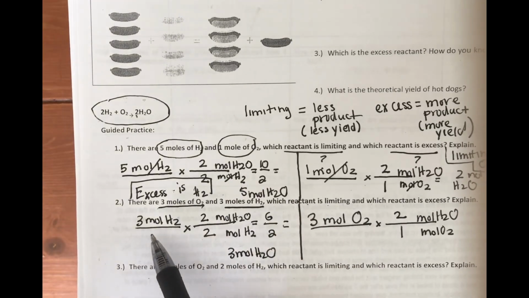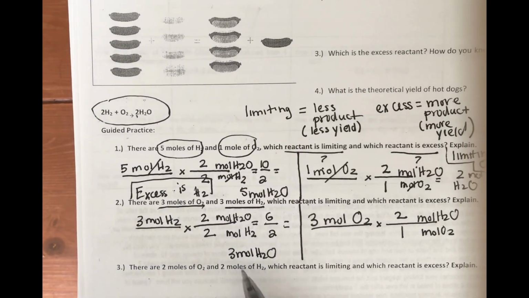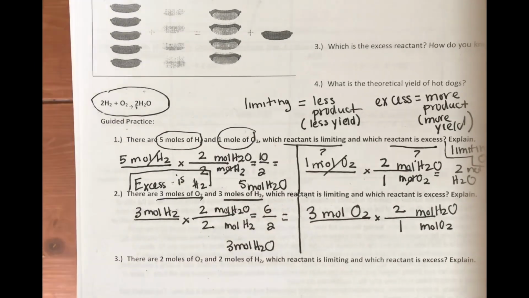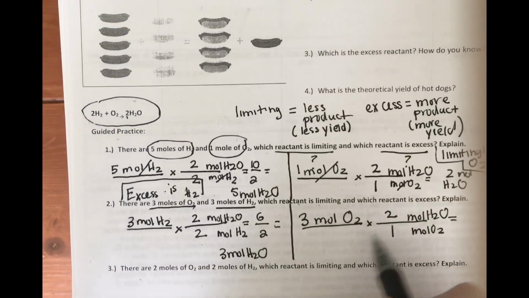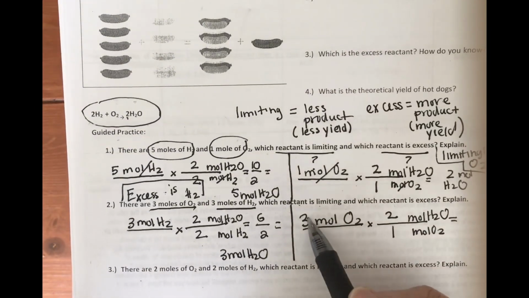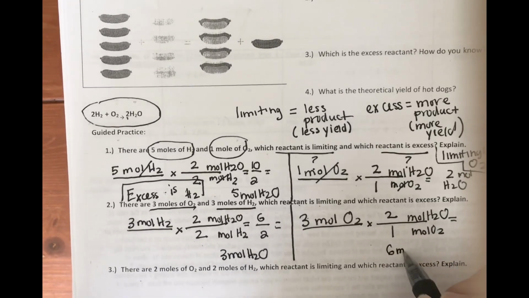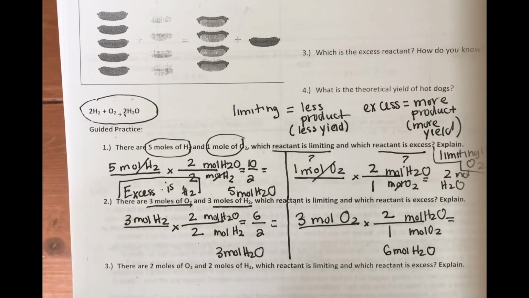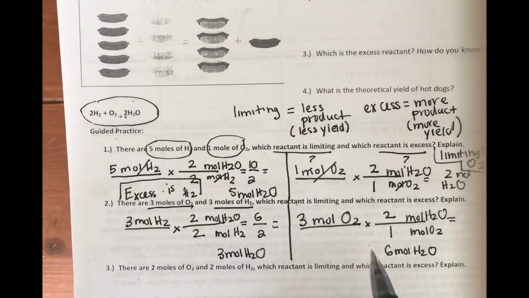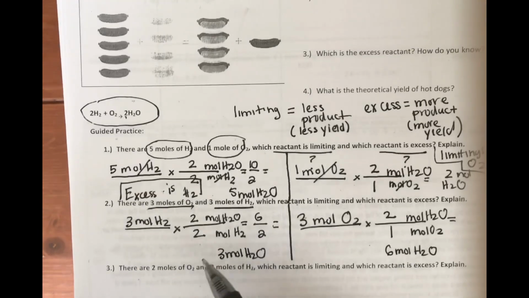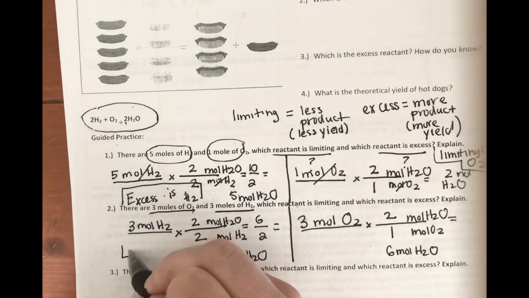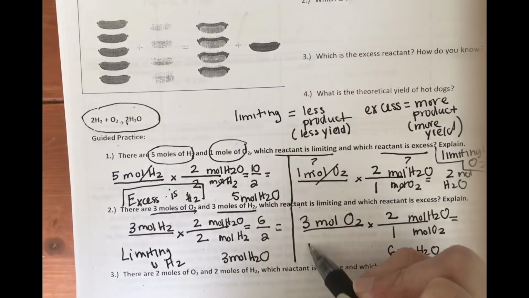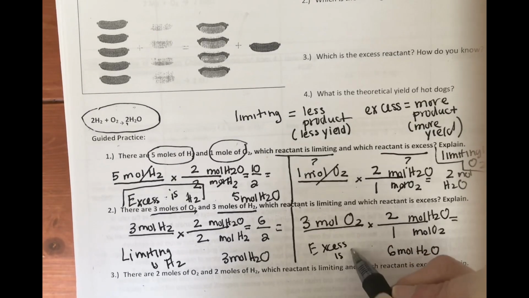So 3 moles of H2 ends up producing 3 moles of H2O, which makes sense because the ratio is 2 to 2, or it would be 3 to 3 or 4 to 4. It's like a 1 to 1 ratio. While with 3 moles of O2, theoretically I could do 3 times 2, which is 6 moles of H2O. So because the O2 can make more and the H2 can make less, the H2 is limiting and the O2 is excess.